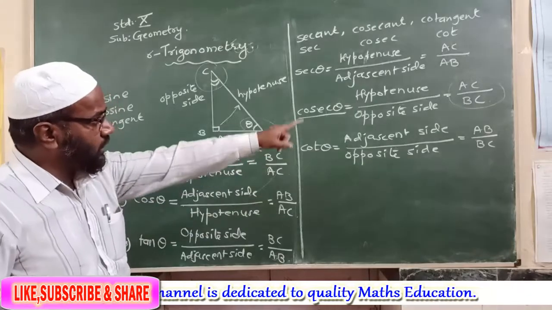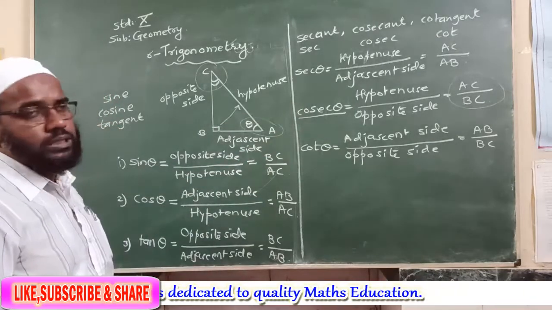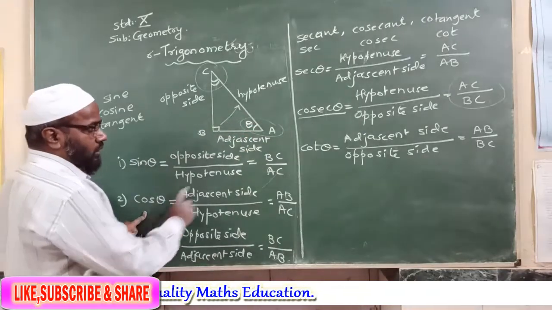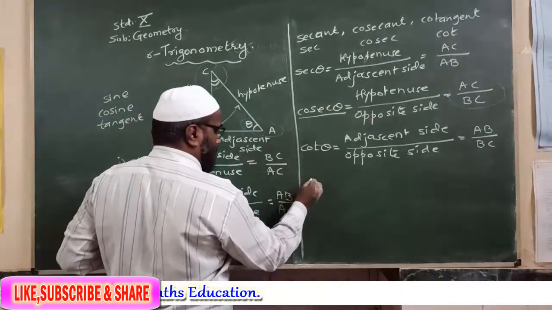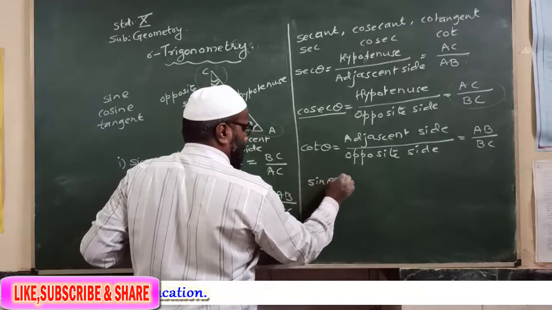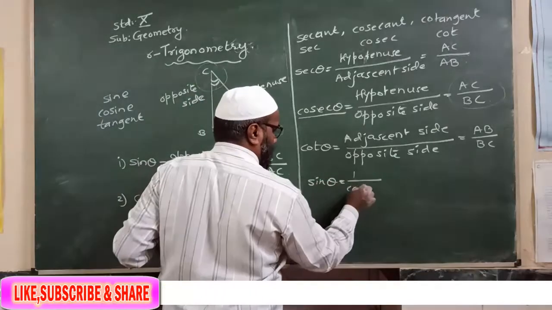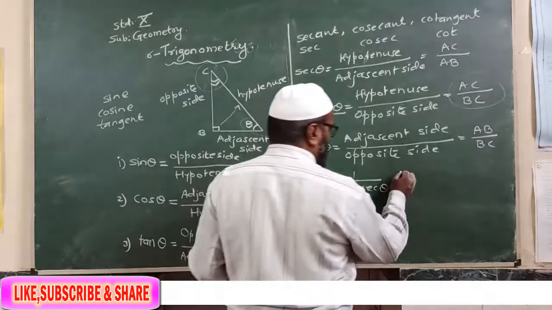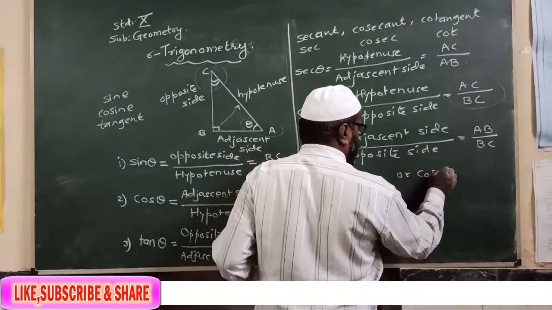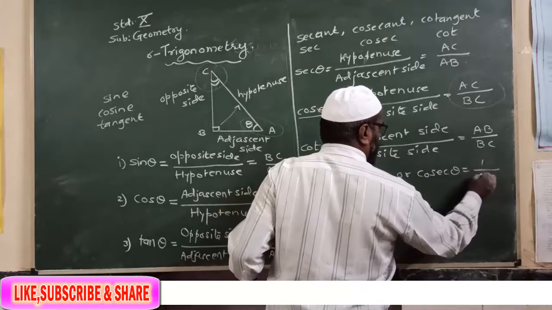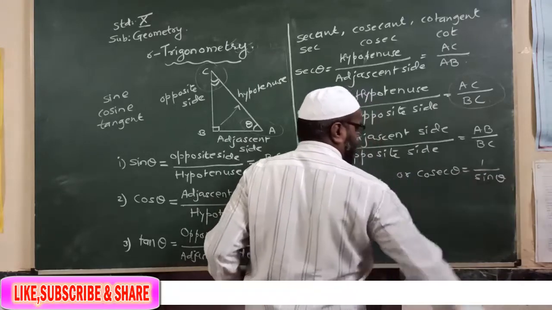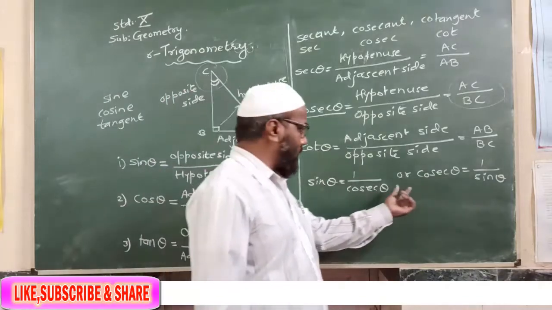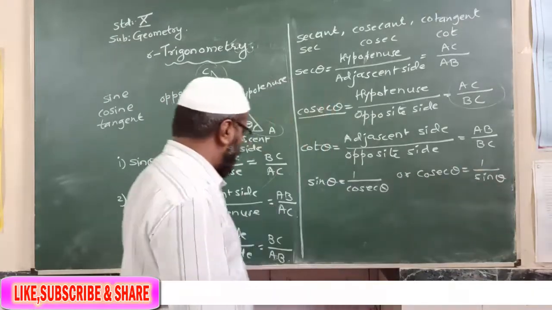BC upon AC is there, and AC upon BC is there, so they are inverse of each other. Okay, similarly, we can write the relation as sine theta is equal to 1 upon cosec theta. This is the relation between sine and cosec, or cosec theta is equal to 1 upon sine theta. Remember this relation. We can write sine theta as 1 upon cosec theta, or cosec theta as 1 upon sine theta.